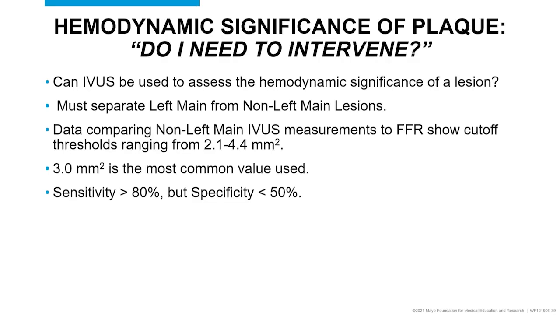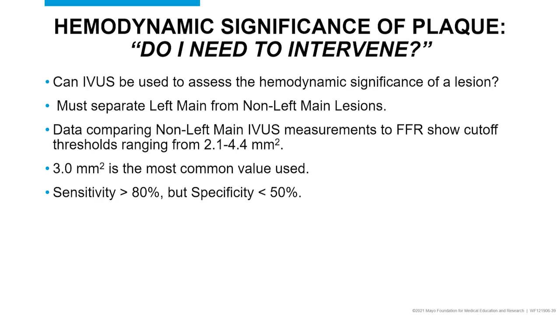The other thing you can look at is the question of hemodynamic significance of plaque, the question of whether you can use imaging to make a decision about intervention. Now, can you use IVUS to do this? And as you think about doing this, you have to distinguish between left main lesions and non-left main lesions.